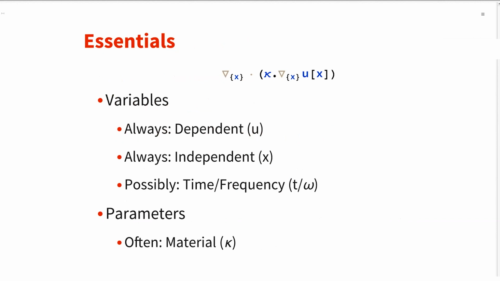Okay, what's the essentials about PDE modeling? So if we look at this diffusion type of problem here, what we always have is at least one dependent variable. So in this case, it's u. We also always have an independent variable, x in this case. This is the spatial variable. We might have time or frequency variables. That's not always there. Very often, we also have parameters. Those are material parameters like a thermal conduction coefficient or things like that. So we separate our PDE modeling into variables and parameters.